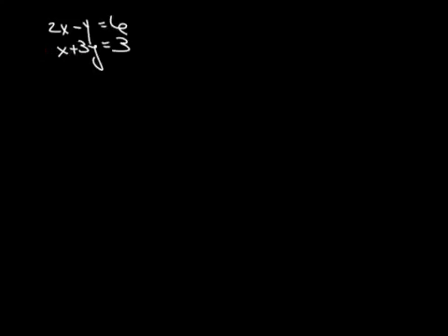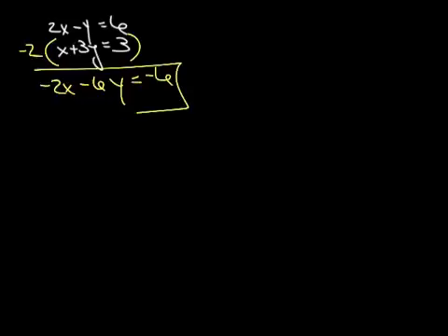So what we're going to do is multiply this entire equation by negative 2, so that we get a negative 2 in front of that x. So let's do this. Negative 2x minus 6y equals negative 6. So that is my new equation for this. I can do that. It doesn't change the value of anything. It's kind of like taking 1/2 and making it 2/4. It's kind of the opposite of reducing.